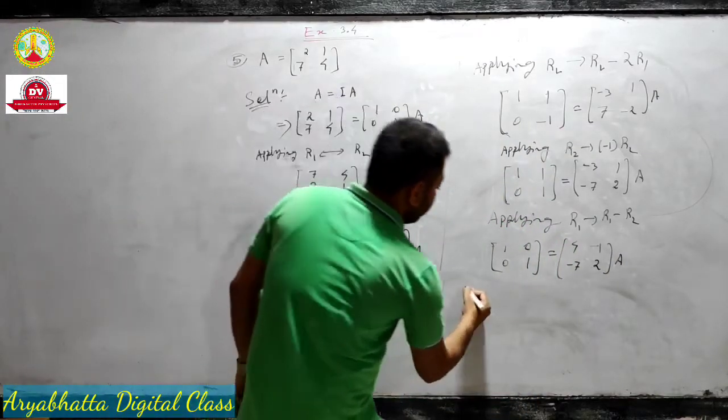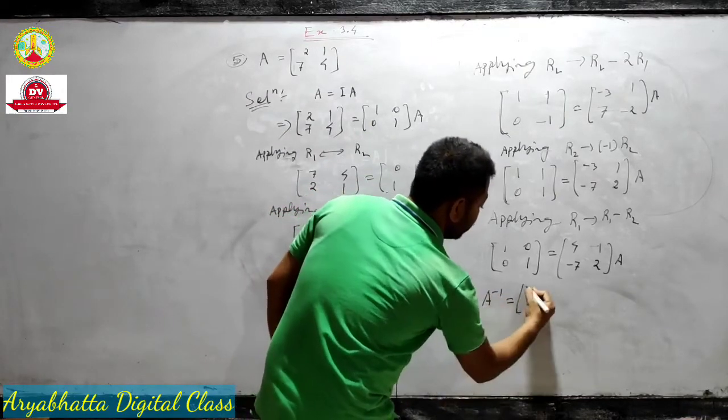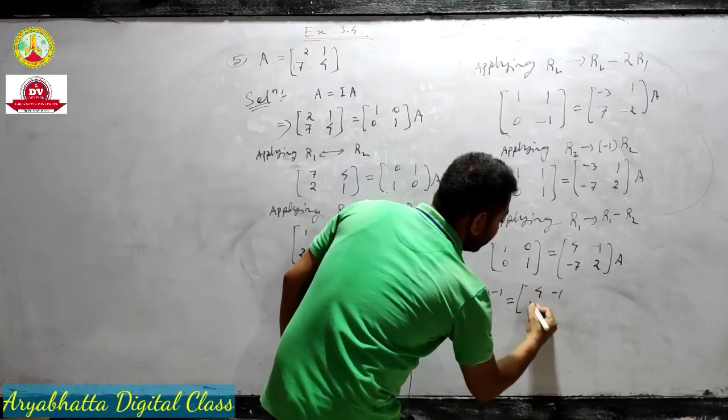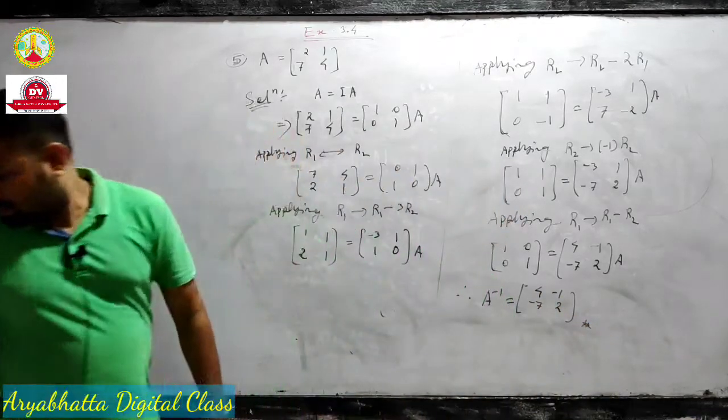Therefore, inverse matrix of A equal to 4 minus 1 minus 7 2. This is the required answer.